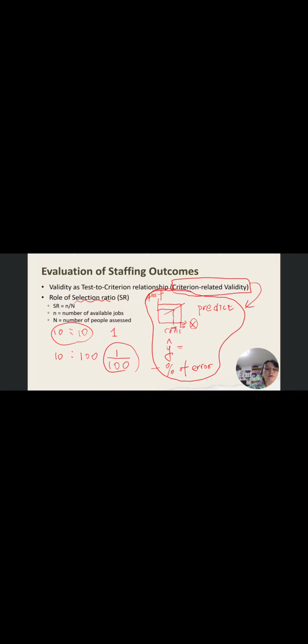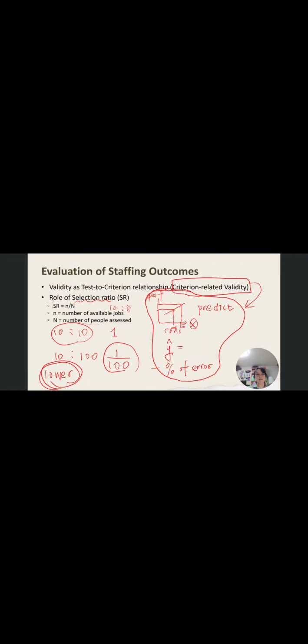As you have a lower selection ratio, it's important to pay attention to the staffing procedure. It is worth investing in the selection method and criterion-related validity if you have a low selection ratio, because if the available jobs are 10 and the number of people who apply is like 8, what's the point? Everyone will get a job.